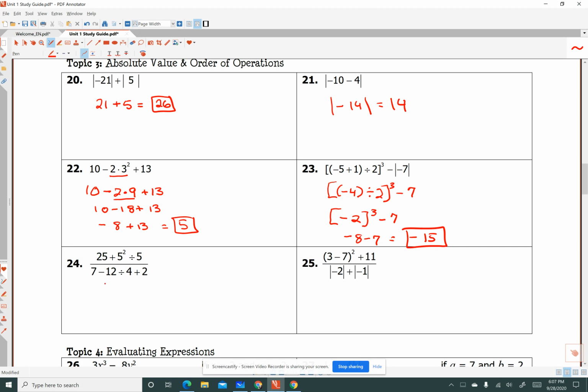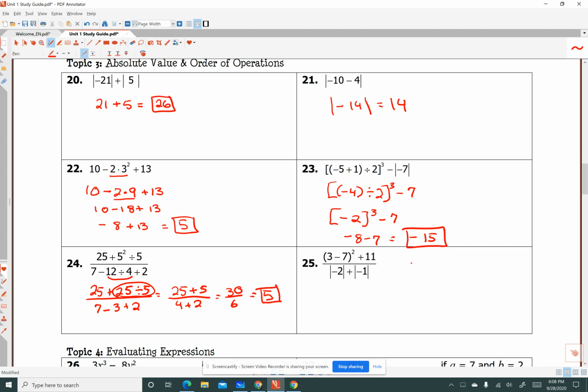Okay, let's work on this one. So first we have 25 plus 5 squared, which is 25, divided by 5, all over 7 minus, we have to do the multiplication first. 12 divided by 4 is 3, plus 2, and that will equal 25 divided by 5 is 5. Remember, division and multiplication before addition and subtraction. 25 plus 5 over 7 minus 3 is 4 plus 2, which equals 30 over 6, which simplifies to 5.